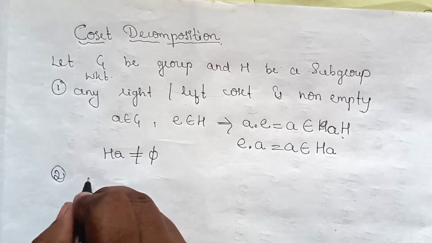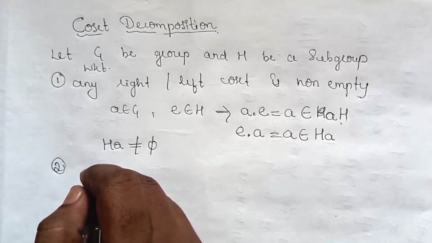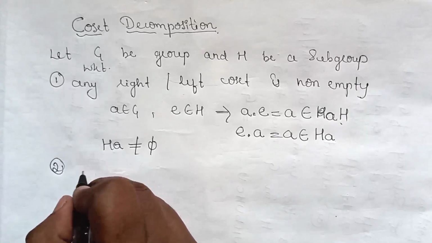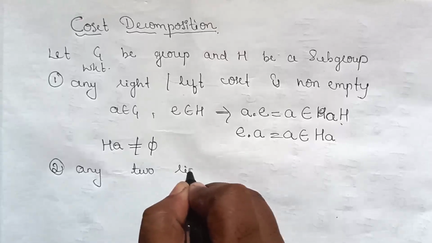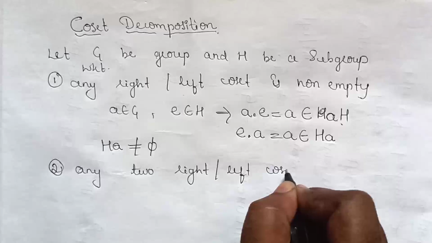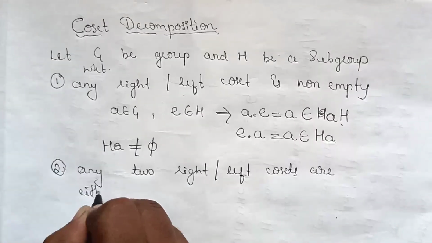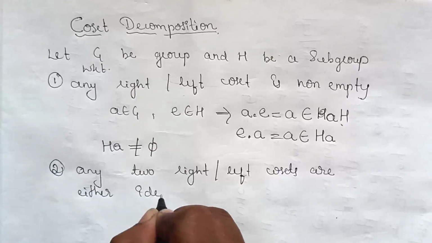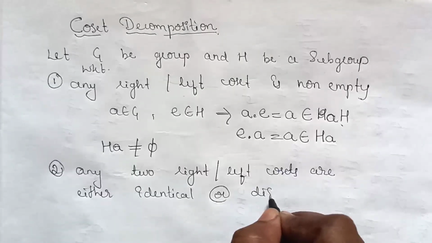the theorem that any two right cosets or left cosets are either identical or disjoint. That means any two right or left cosets are either identical or disjoint.